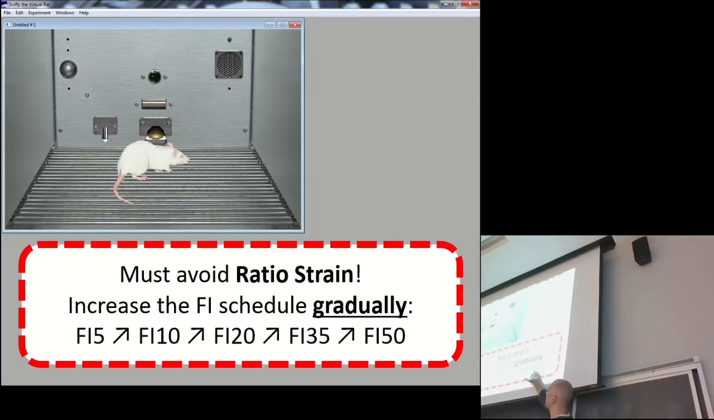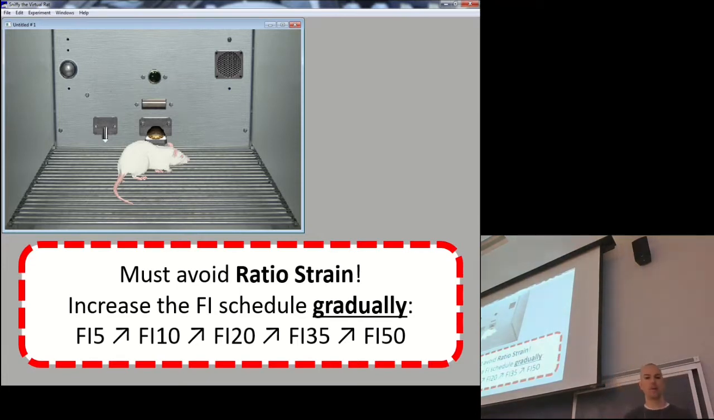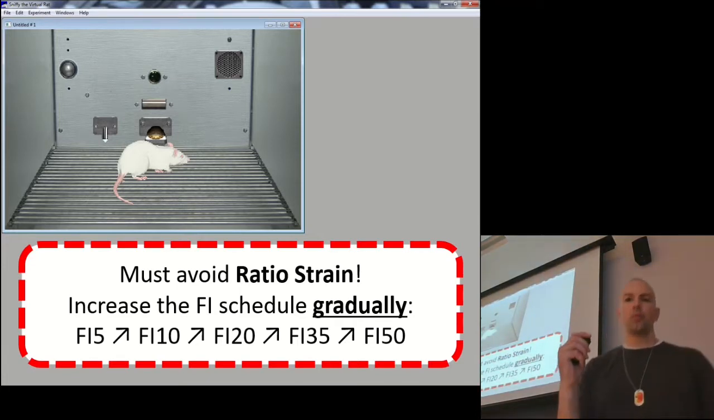Get that scalloped pattern. Because what I'm going to be looking at is that gradual increase and then a scalloped pattern at 50. And occasionally what happens if you don't bring him along gradually, he'll still be responding on this fixed interval 50 schedule, but you won't have that characteristic pattern of behavior. It'll be very erratic, so you won't get that scalloped pattern that we're looking for. All right, so that's where we left off last time.